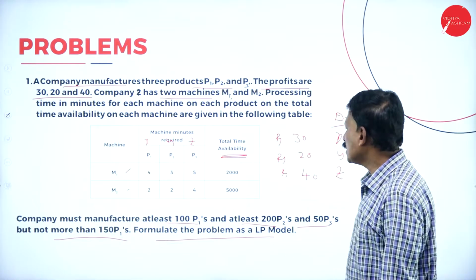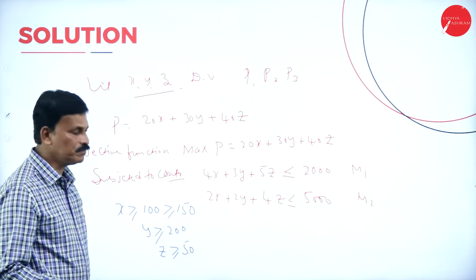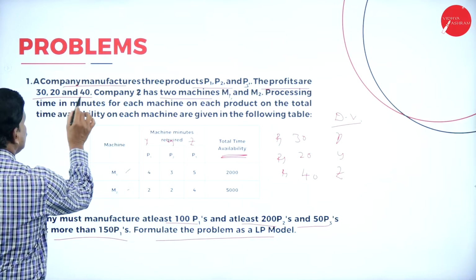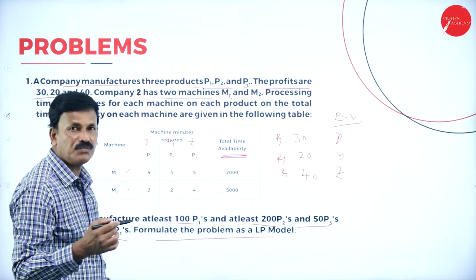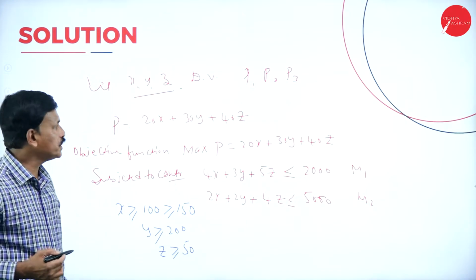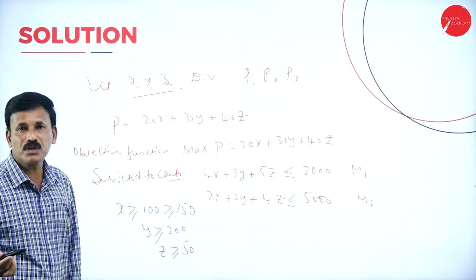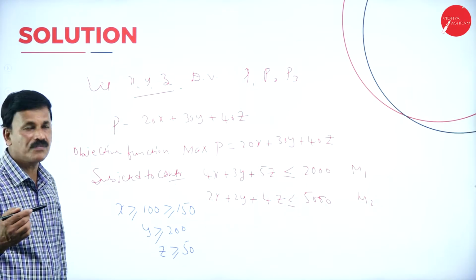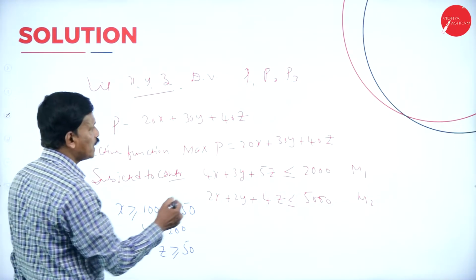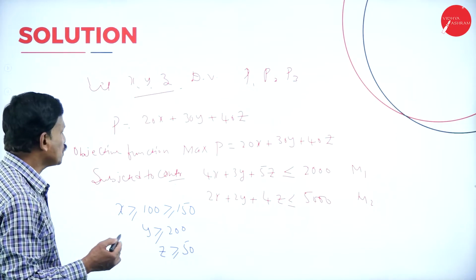Now, the given LPP can be put in the form. The profits are given to be 20, 30 and 40. Therefore, the objective function is P equal to 20x plus 30y plus 40z. Since we want the maximum profit, the objective function is maximum P. P max is equal to 20x plus 30y plus 40z subject to the constraints.